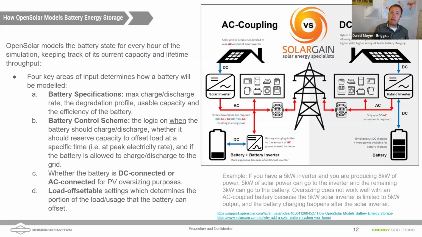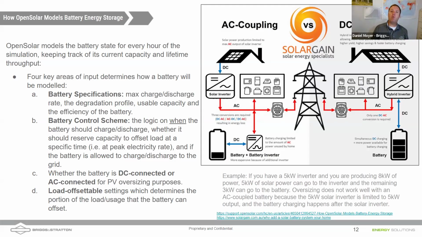But also the usable capacity, right? We don't always want to discharge our batteries down to 100%. We want to usually leave about 20%, 80% depth of discharge in the battery. And then the efficiency of the battery. And we'll talk a little bit about efficiency here on the right-hand side when we talk about AC versus DC coupling. But also, Andrew, the battery control scheme. So that's the logic on when the battery should charge and discharge, whether it should have that offset capacity.